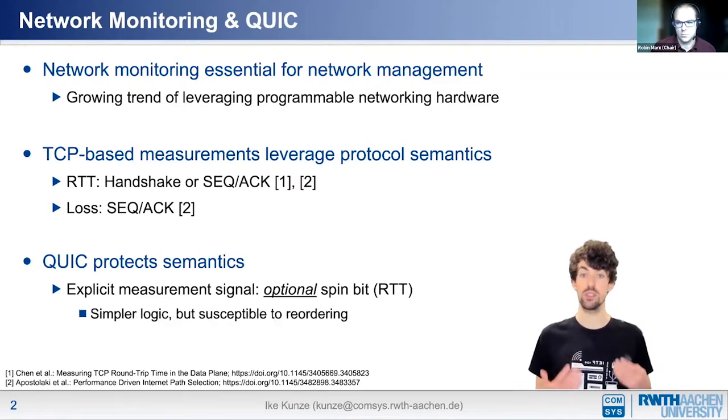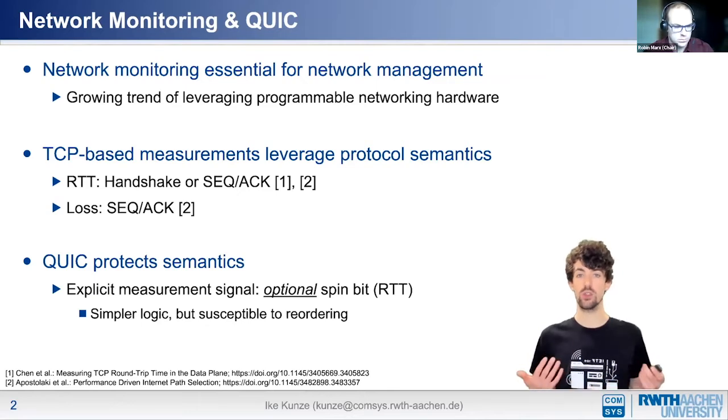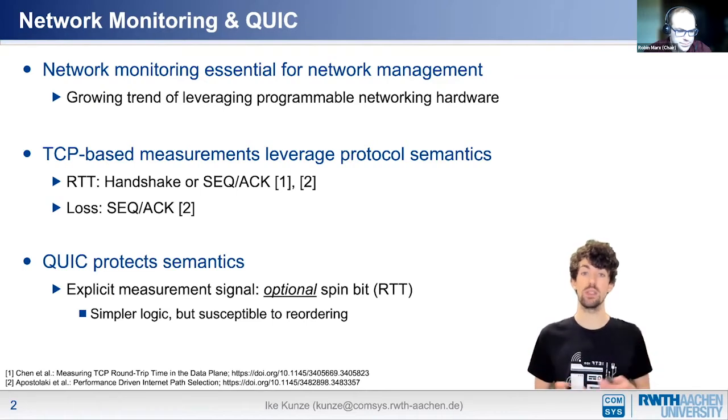In comparison to the TCP approaches, the spin bit is a rather simple mechanism, but it is also susceptible to reordering. On the one hand, one could thus think that the spin bit can be easily implemented on a programmable switch, as the TCP measurements have already been shown to work on such platforms. On the other hand, there might be difficulties stemming from the reordering aspect or from QUIC-specific characteristics.